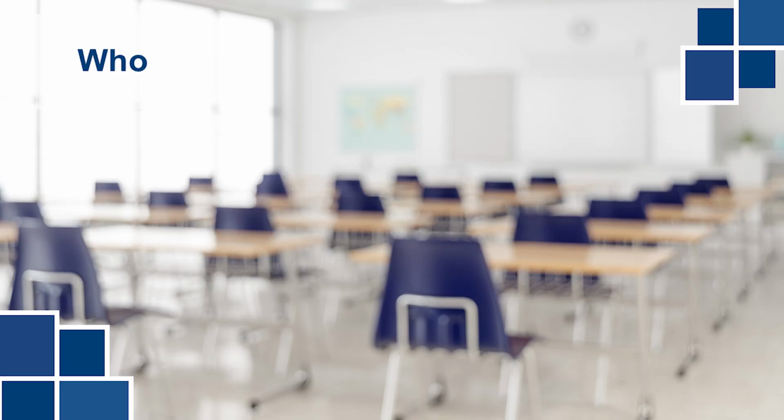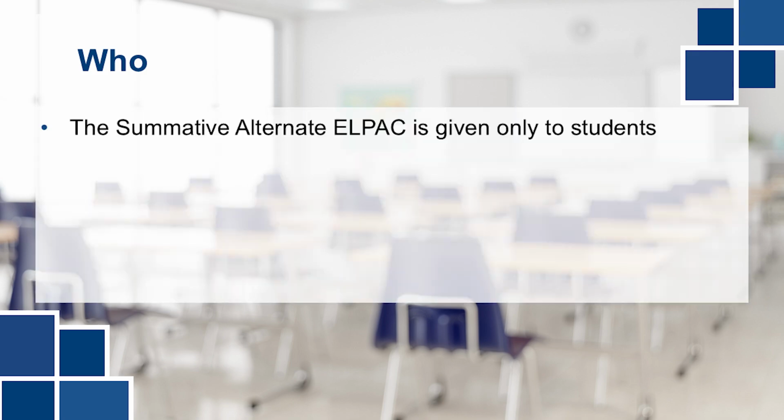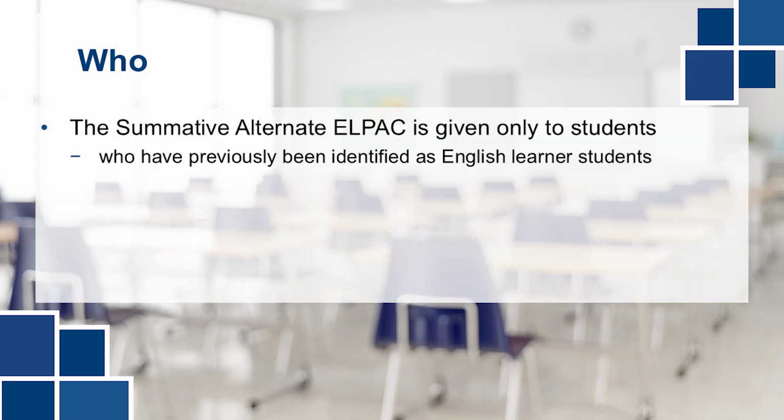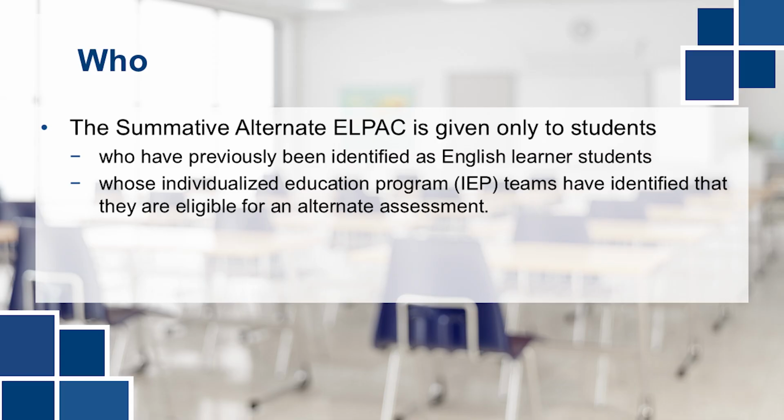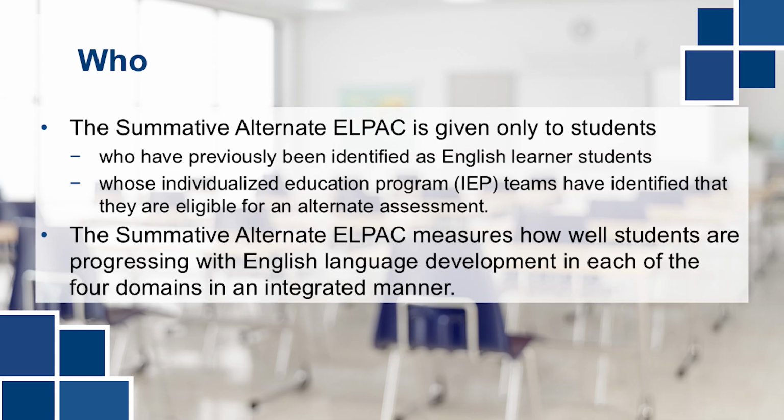Who takes the Summative Alternate ELPAC? The Summative Alternate ELPAC is given only to students who have previously been identified as English learner students based upon Initial ELPAC or Initial Alternate ELPAC results, whose Individualized Education Program, or IEP, teams have identified that they are eligible for an alternate assessment. The Summative Alternate ELPAC measures how well students are progressing with English language development in each of the 4 domains in an integrated manner.